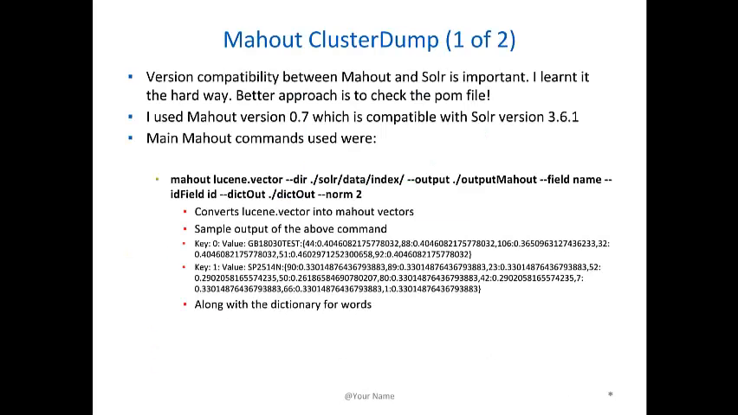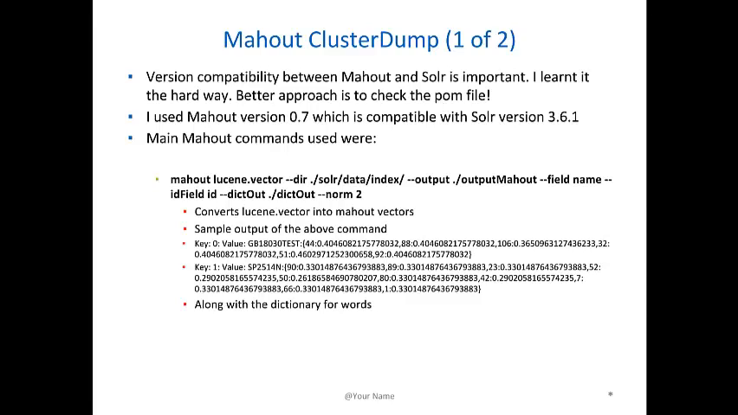So for Mahout clustering, yeah, the version is important. I learned it the hard way that not every Mahout version works with any Solr version. Mahout 0.7, which at least I used in my assignments, works with Solr 3.6.1. However, I guess in 0.9 they have made it compatible with 4.6. But there's an easier approach: just check out the Mahout code and see the POM file. There we'll know what Lucene version it's compatible with.